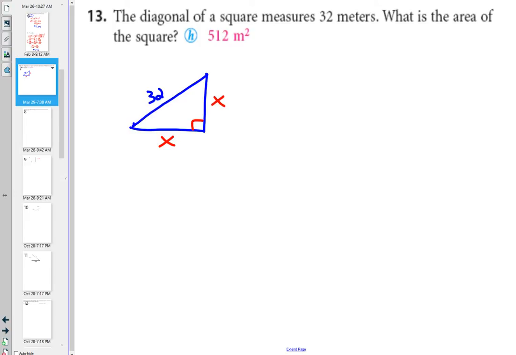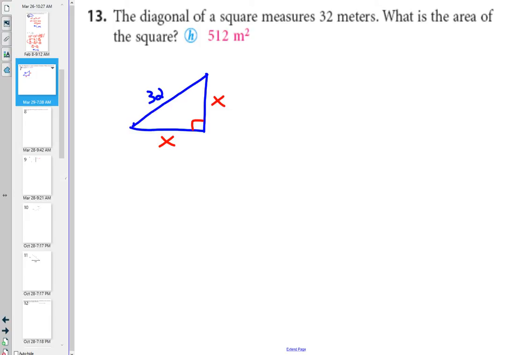I can now use the Pythagorean theorem to find x. But you're thinking, "Hey, Mr. Romero, you told me that the Pythagorean theorem can only be used if you're missing one side. How many sides are we missing here?" Two. If they are the same, then you can still use it. I'll show you.